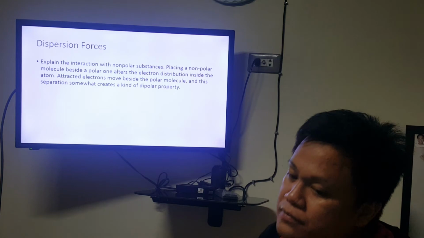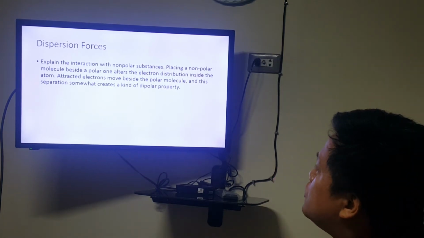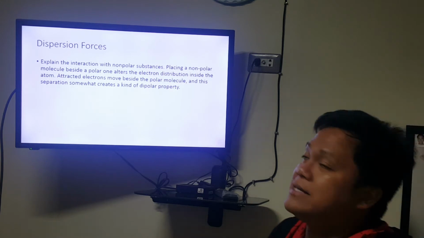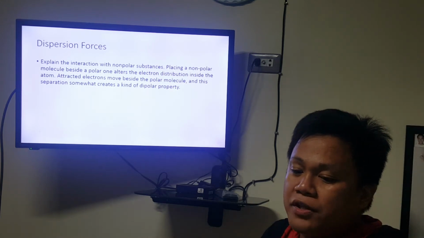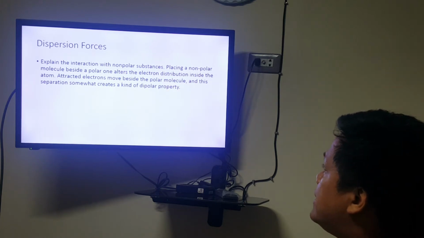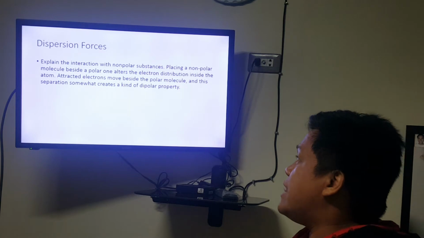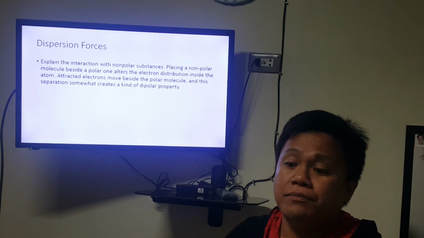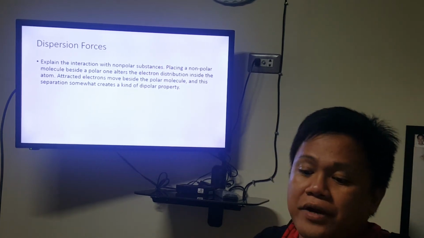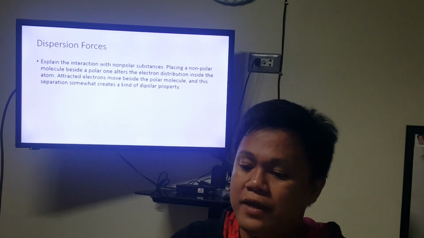Next, dispersion forces explain the interaction with nonpolar substances. Placing a nonpolar molecule beside a polar one alters the electron distribution inside the atom. So attracted electrons move beside the polar molecule, and this separation creates a kind of dipolar property.